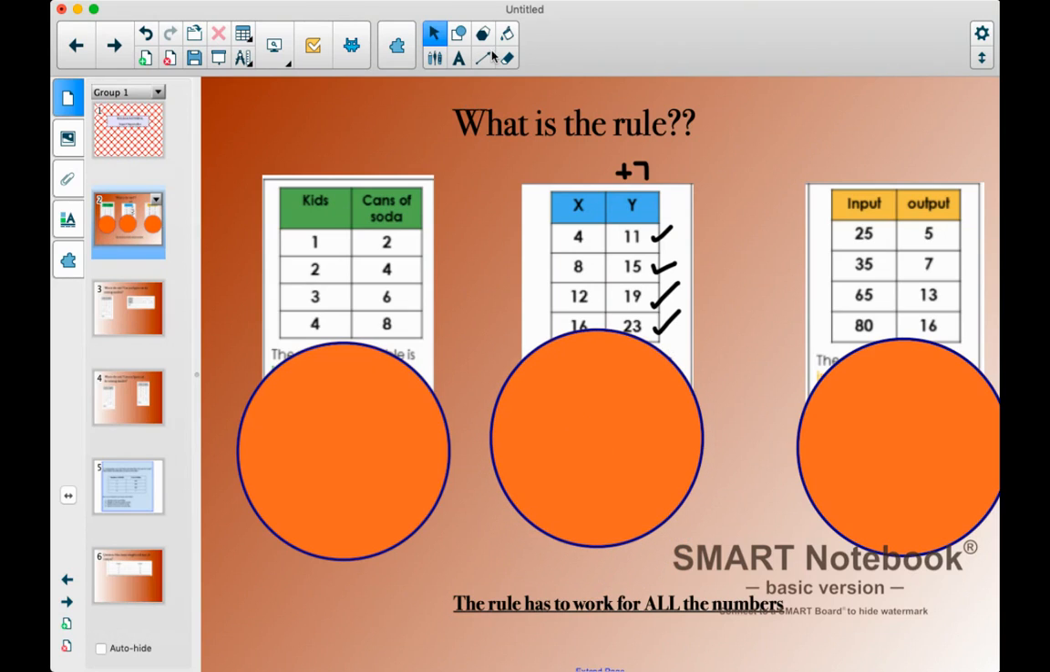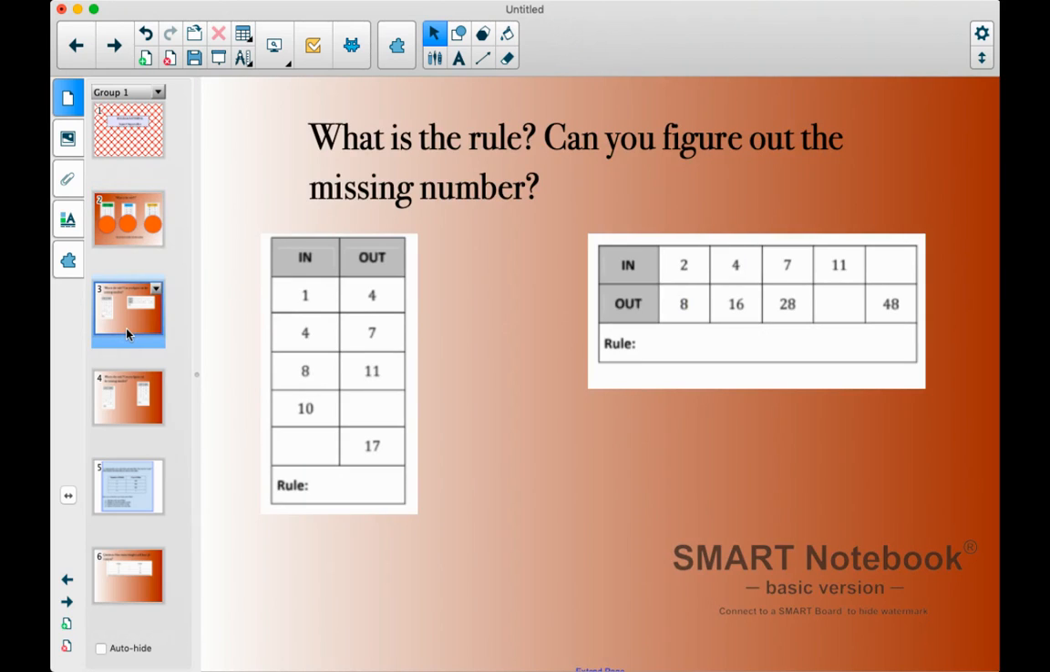So now let's take a look at some charts that are going to have some missing numbers we're going to have to figure out. In this first chart, we are going to have to figure out what the rule is. It doesn't tell us what the rule is, and we're going to have to figure out two numbers that are missing.